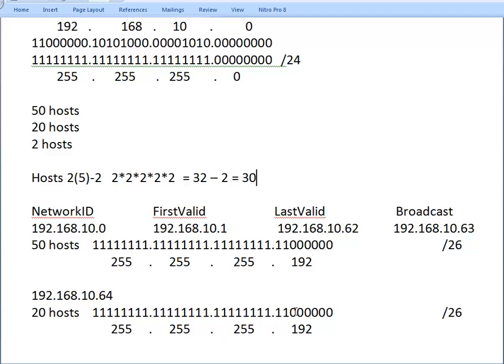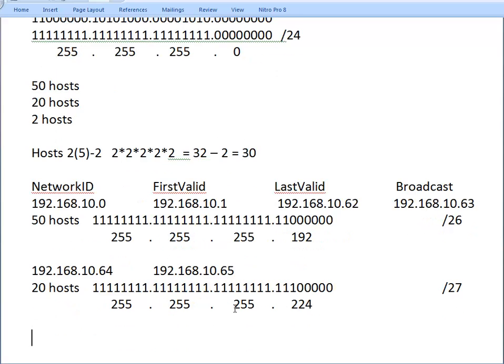So this will change to 1 here. This will be /27 because we have 27 ones. And this will change to 224, because 128 plus 64 is 192 plus 32 is 224. Okay, we just found out that we need 5 zeros for the second network to create 20 hosts. Now the first valid is the network ID plus 1, so 192.168.10.65.